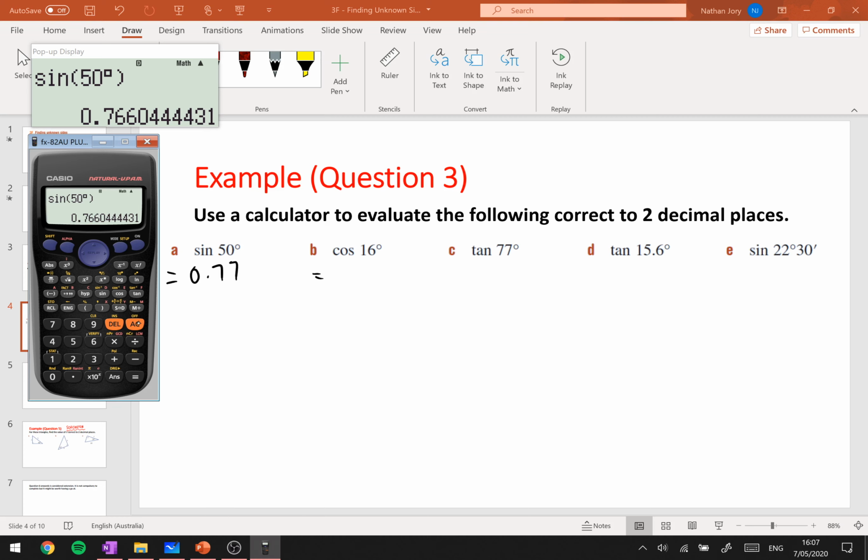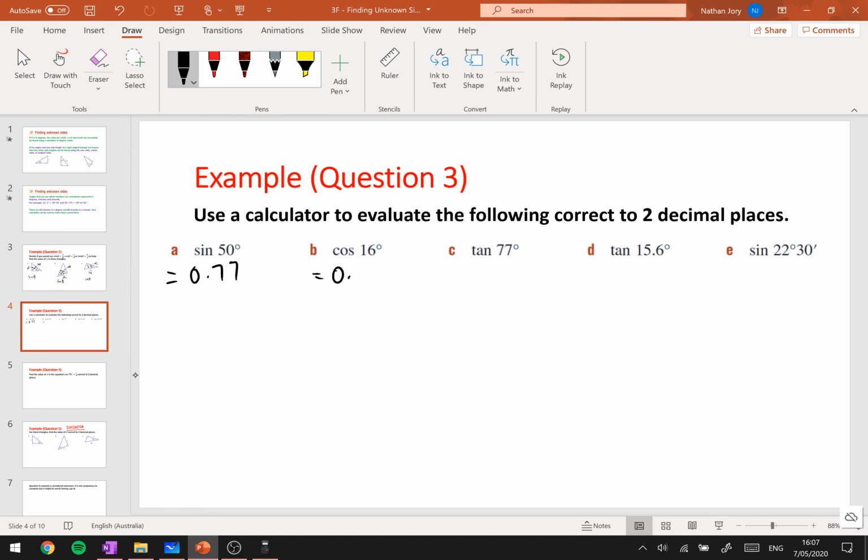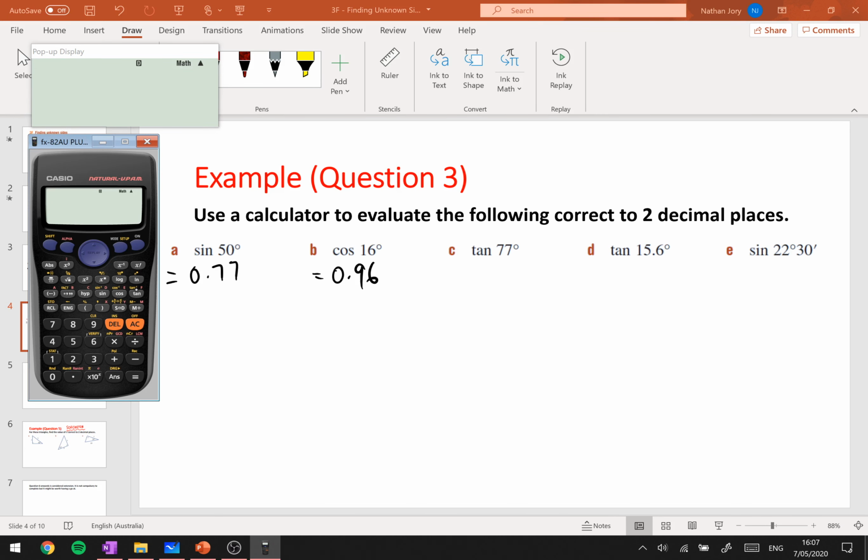Cos of 16 degrees, so we're going to put in cos 16. Now you don't have to put the degrees in, okay? So you can just hit that one and we get 0.96. So 0.96. Tan of 77. So tan, hit the tan button. 77.